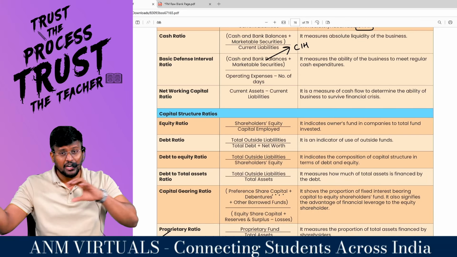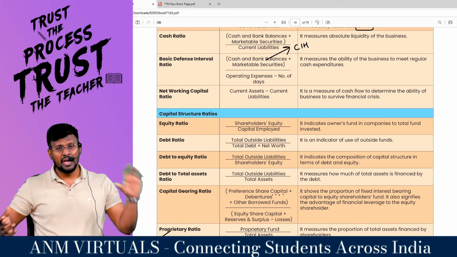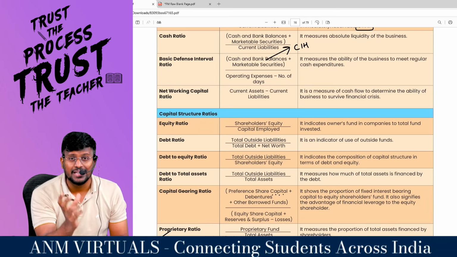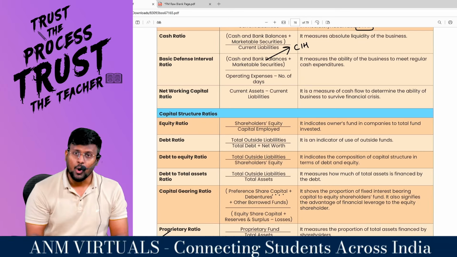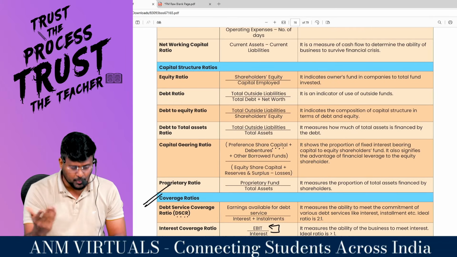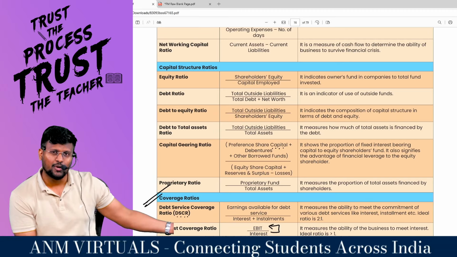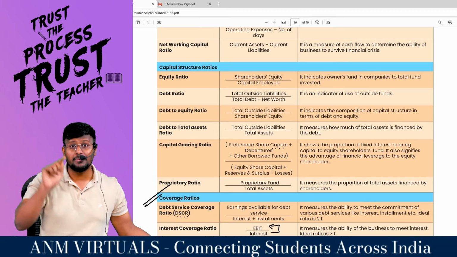I hope that every discussion we have made is coming to your brain. Fantastic to the core. Equity ratio, what is the meaning? Out of the total capital employed, how much is the equity? Out of the total capital employed, how much is the debt? That's what debt ratio. Debt divided by equity is what debt equity ratio. And debt to total asset ratio. I'm seeing the total asset side of the balance sheet and on the liability side only the debt portion.